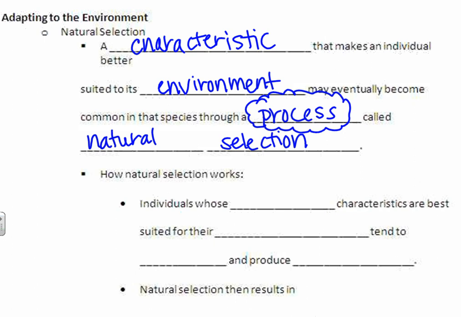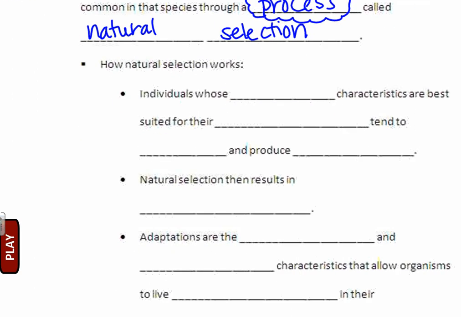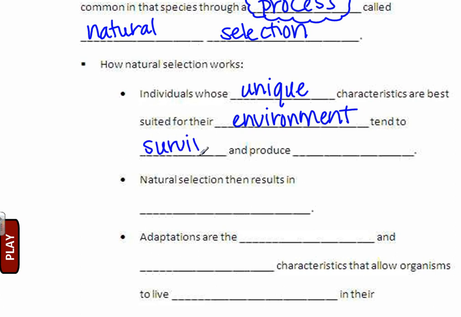So this is how natural selection works. Individuals whose unique characteristics are best suited for their environment tend to survive and produce offspring, which is our fancy science word for babies. So natural selection then results in adaptations.